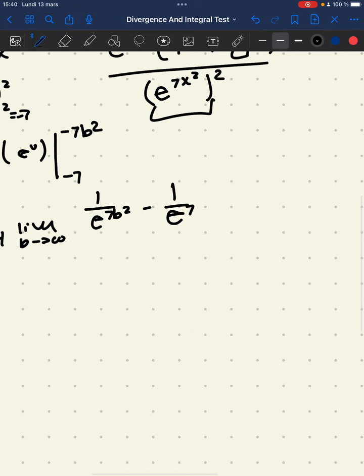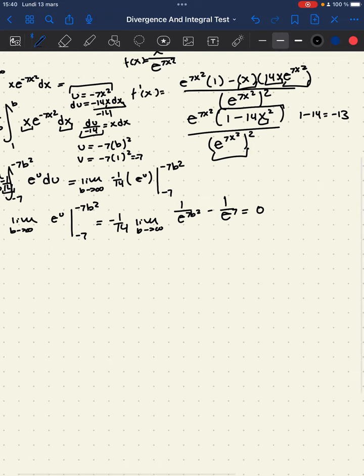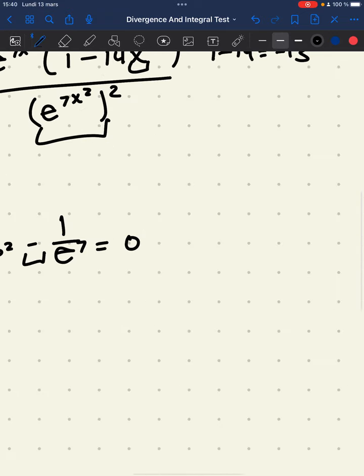And you notice as b approaches infinity, the exponent becomes infinity, and this whole bottom becomes infinity. So a constant over infinity just becomes 0. So this limit is equal to 0. Don't forget your negative 14. So negative 14 times this negative right here will make it a positive. Therefore, it'll be 1 over 14 times e to the negative 7. Or we can make this a little bit simpler. We can just write 1 over 14 e to the 7.